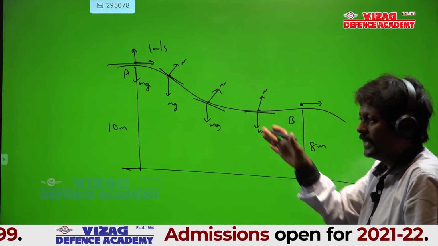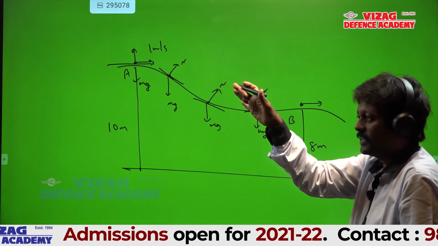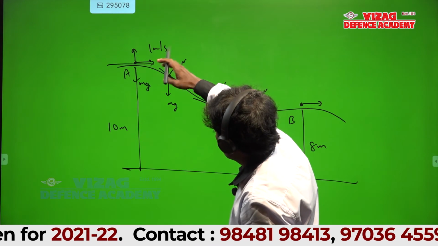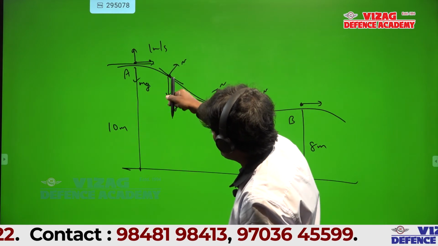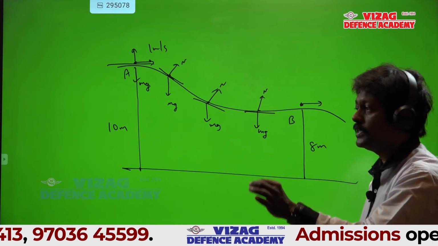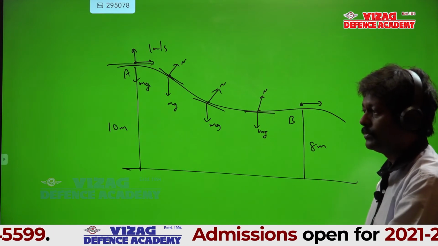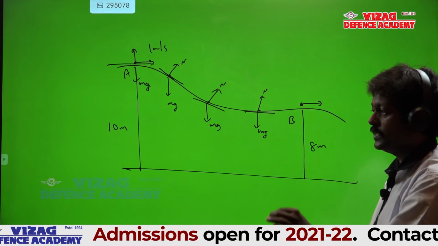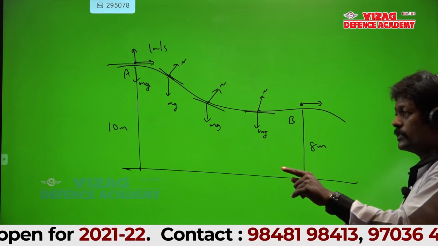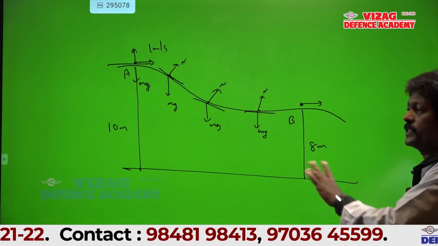Normal, a plane acting like a tangent. This is a tangent. This is normal reaction. Mg is not perpendicular to the surface. Mg is always vertically down. But normal reaction is always perpendicular to the surface.